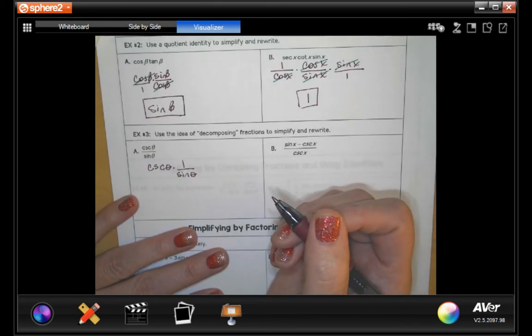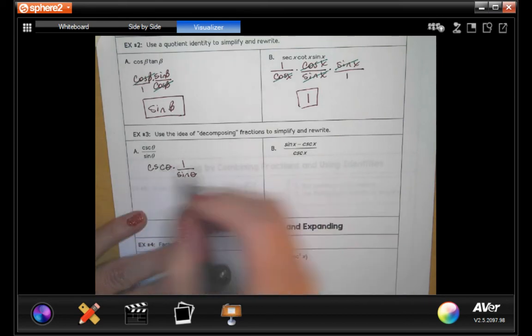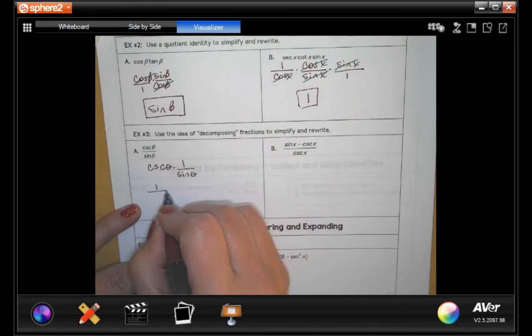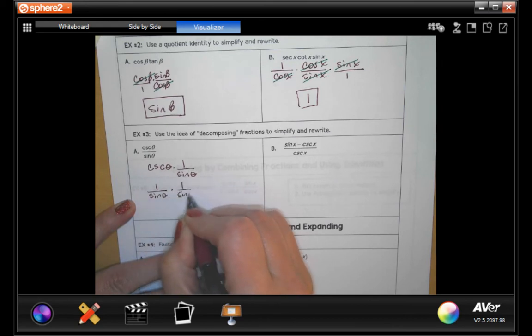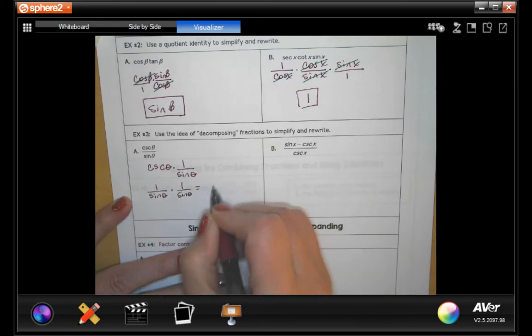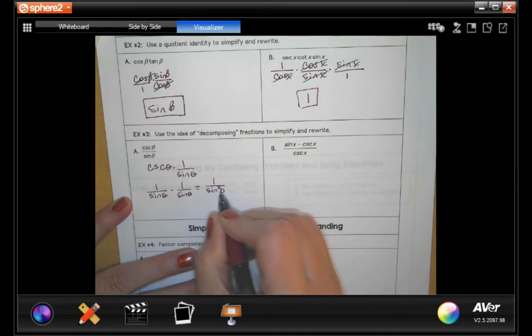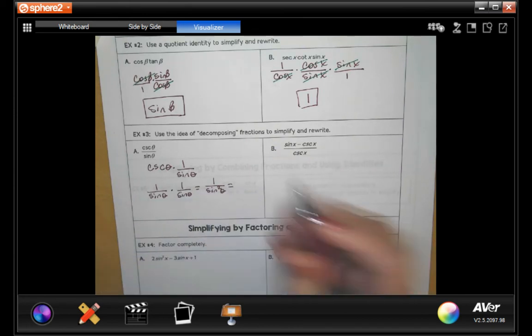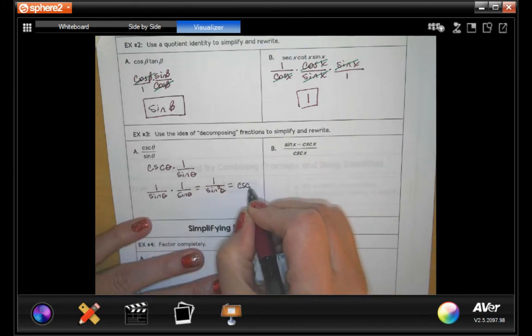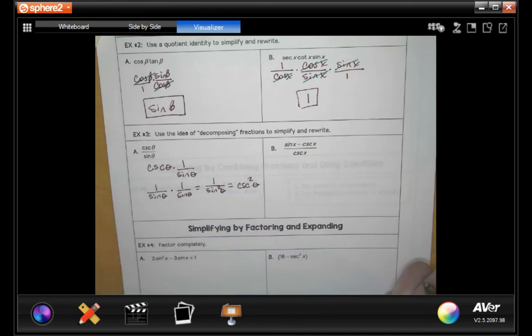Now here we could probably just change this cosecant theta to 1 over sine theta times 1 over sine theta, which we know from the page before, when we multiply that, we have 1 over sine squared theta. And 1 over sine squared theta is the same as cosecant squared theta.